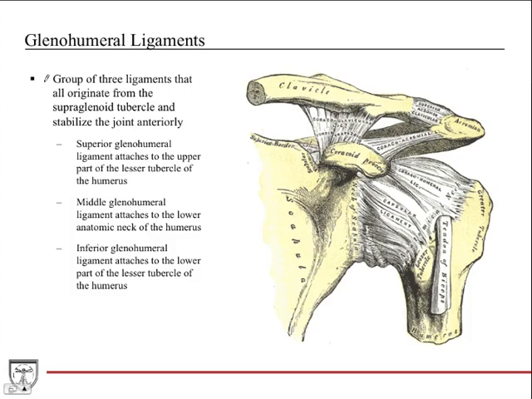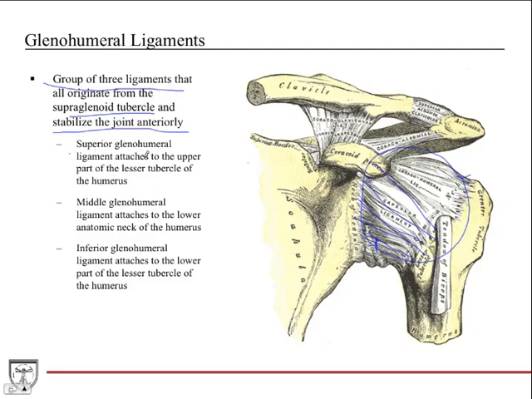Glenohumeral ligament is a group of 3 ligaments that all originate from the supraglenoid tubercle and stabilize the joint anteriorly. So you have the ligaments shown here, and it's broken into 3. You have the superior glenohumeral ligament, which is the superior portion. If you were to divide this into 3s here, you can see the superior portion here, the middle portion, and then the inferior portion down here.